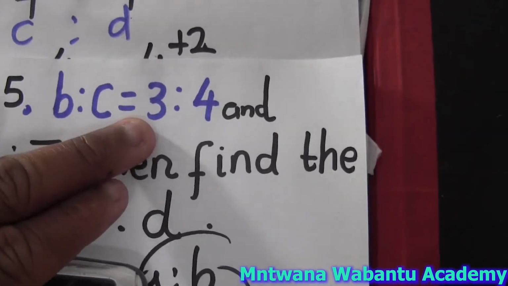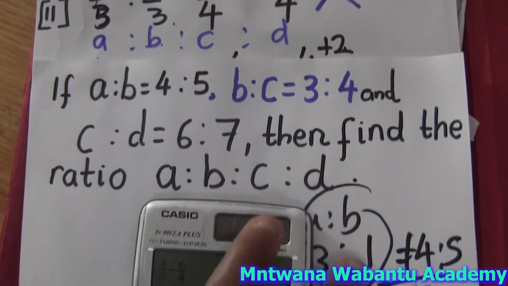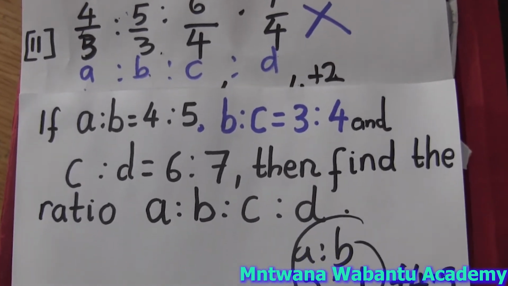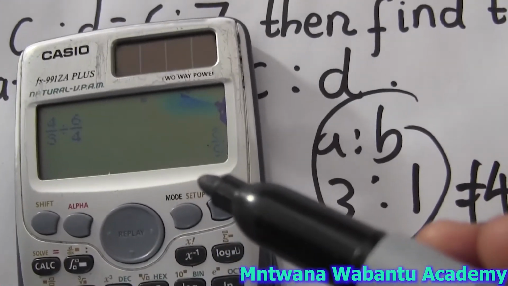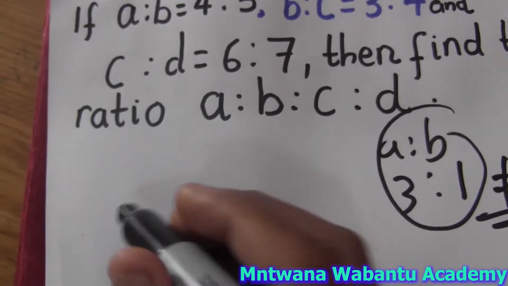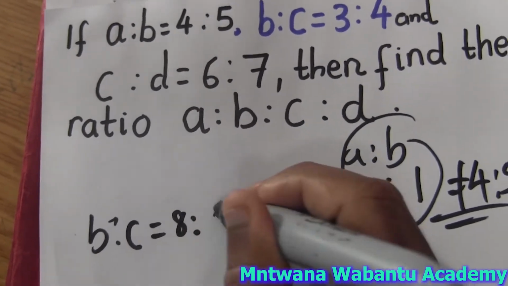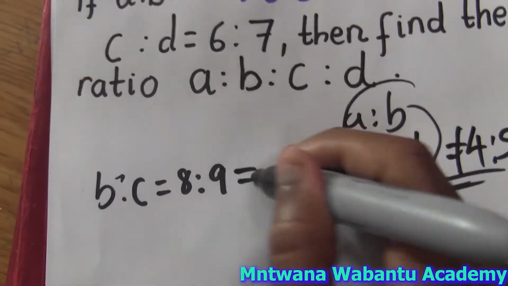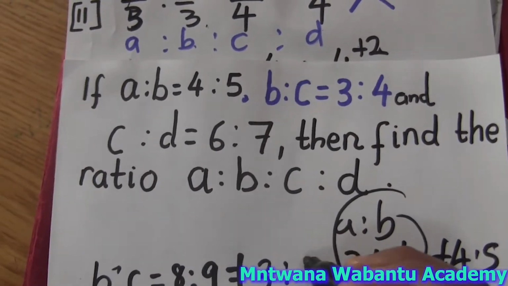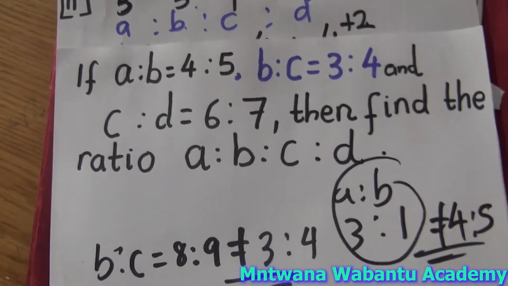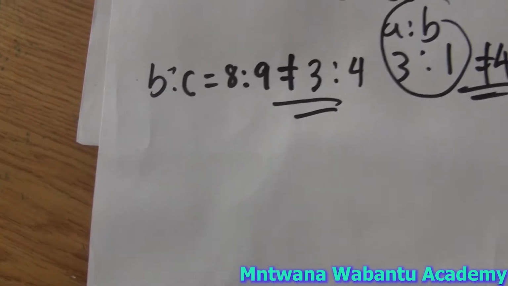Since this is not the same, everything is not correct because the second option messed up everything. So 8 over 9 is not equal. For BC, we get 8 ratio 9, which is not equal to 3 ratio 4. So for that case, everything is messed up again. Now let's go for the last one. So that's an easy way of solving, you know.